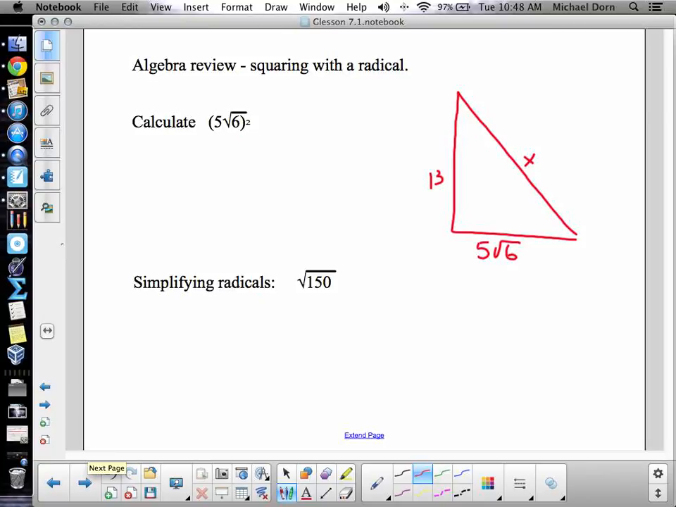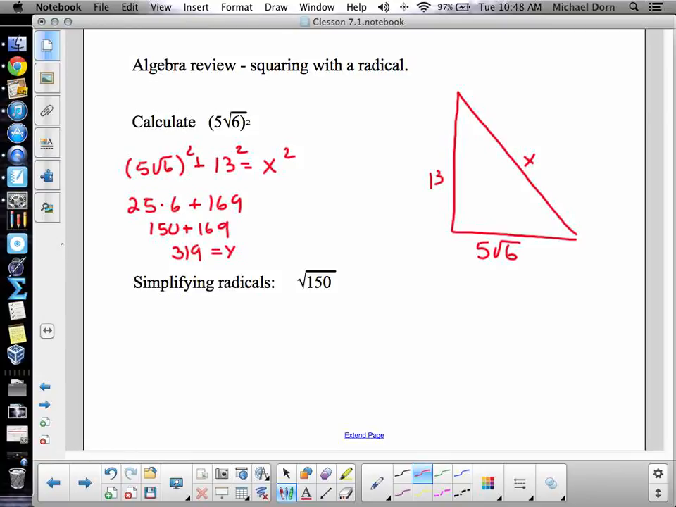When we set up a Pythagorean theorem, we have to do 5 root 6 squared plus 13 squared is x squared. So we do have to know how to square that. Remembering, we do 5 squared, which is 25. Root 6 squared is 6, plus 169. 25 times 6 is 150, plus 169. So that would be 319. So x is the square root of 319 units long.